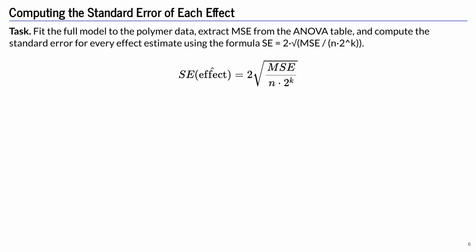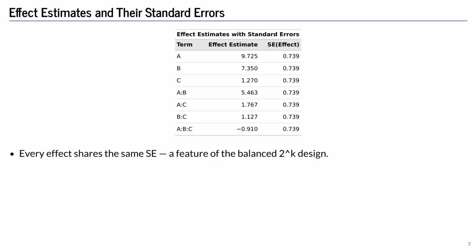In our case, n is 2 and 2 to the k is 8, so n times 2 to the k is 16. The formula becomes 2 times the square root of MSE over 16, which simplifies to the square root of MSE over 4. 1 MSE, 1 formula, 7 standard errors, all identical because the design is perfectly balanced. Here are the results. The 7 effect estimates and their standard errors are laid out in a table.